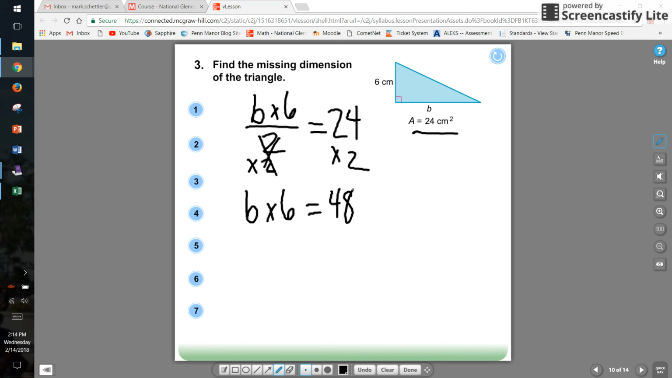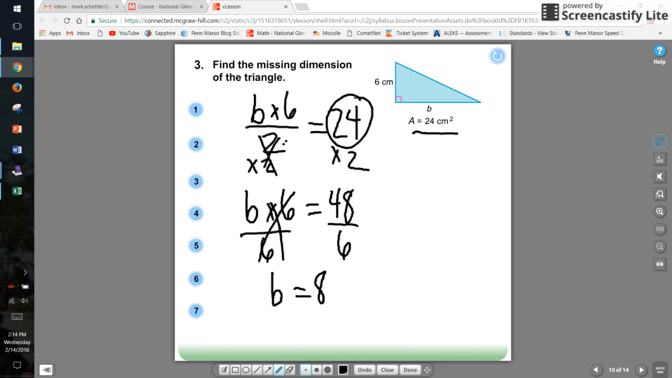So far, so good. Now, I want to isolate the variable, so I am going to get rid of this multiply by 6, and I do that by dividing by 6. And if I do it to that side, I'm going to do it to this side too. This cancels each other out, leaving me with b equals, what is 48 divided by 6? Let's think about it. It's 8. Let's go back and check. 8 times 6 is 48. Divided by 2 is 24. So the answer checks out.